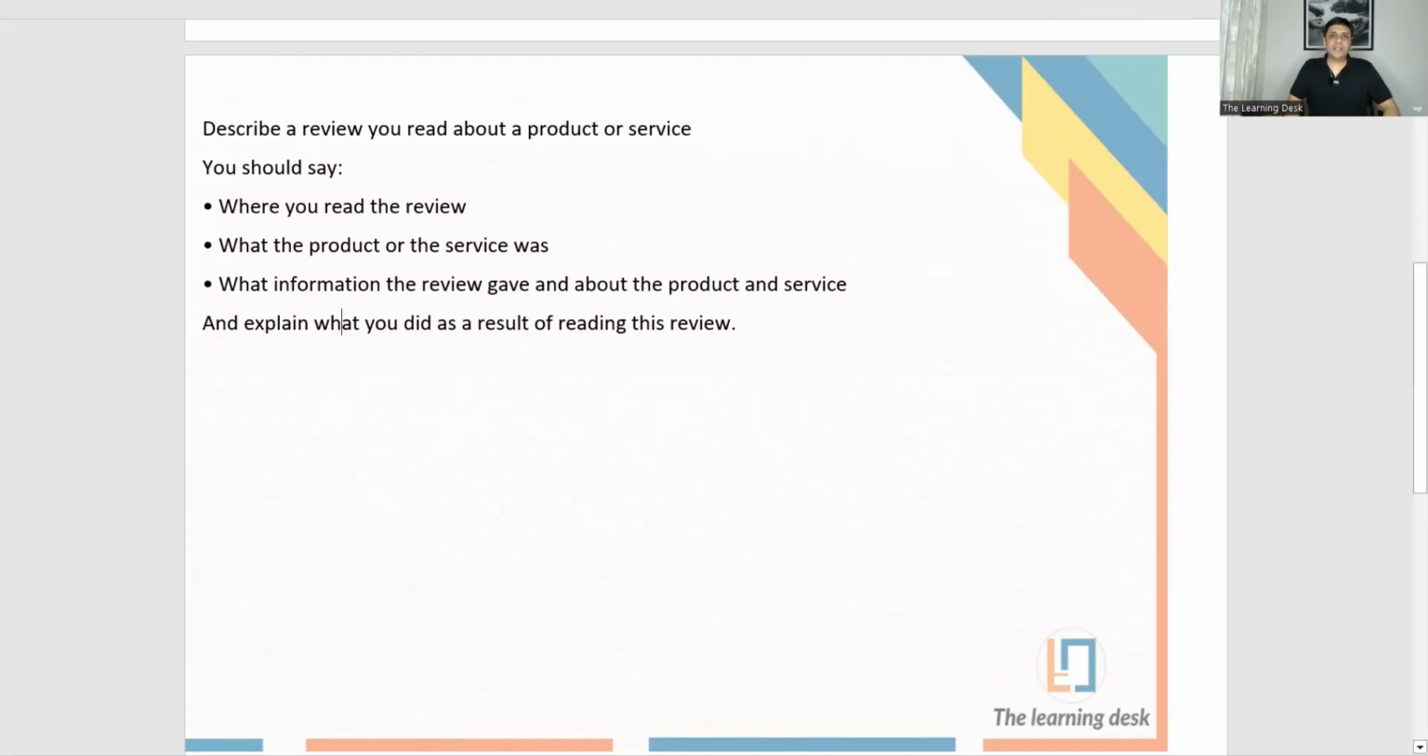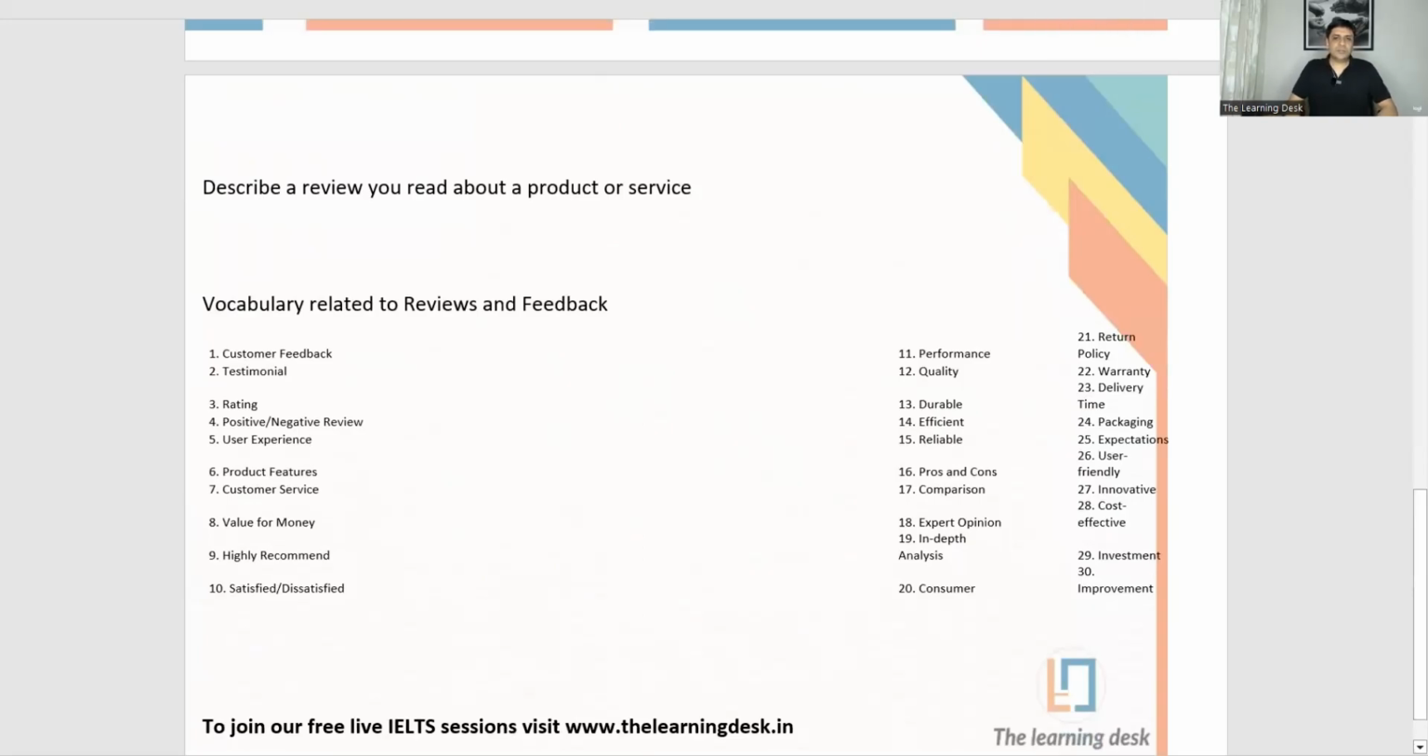Okay. Let's look at some of the common vocabulary which is related to this topic, and then we'll go forward. So this is some vocabulary which is related to this topic. I've given you a whole list of words. These are 30 different words that can be used. It does not mean that you have to use each one of these words, but you can pick some or as many as you can. This will make your vocabulary very varied.